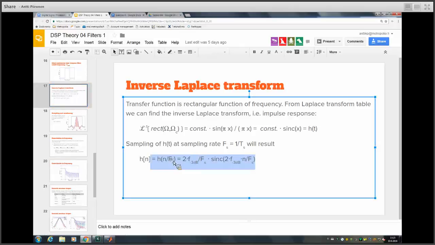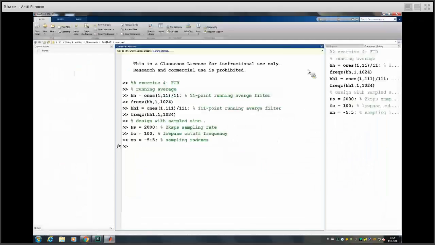Okay, there we go. h of n is fundamentally 2 times the cutoff frequency divided by the sampling rate, times sinc of 2 times the cutoff frequency divided by the sampling rate, multiplied by n. So let's just apply that one. By the way, sampling rate over 2 is also the Nyquist frequency, so Nyquist frequency equals fs over 2. Maybe I can use that one.